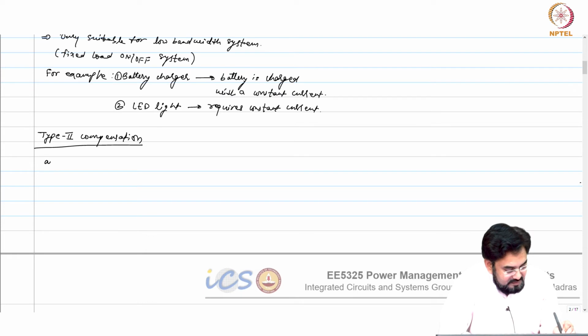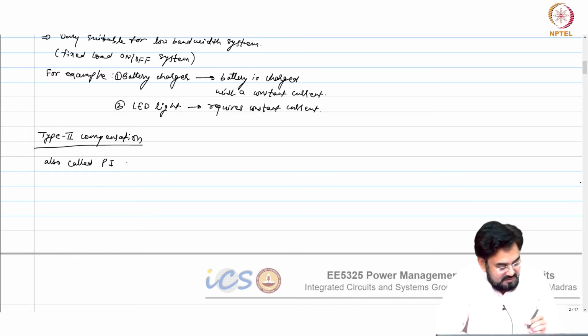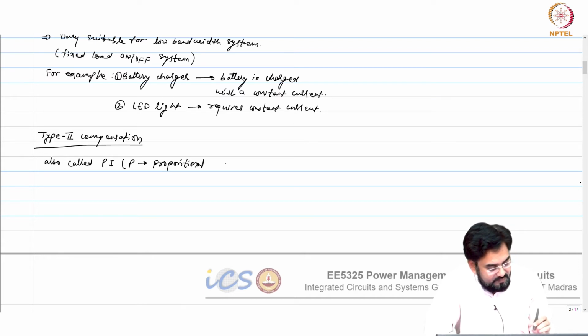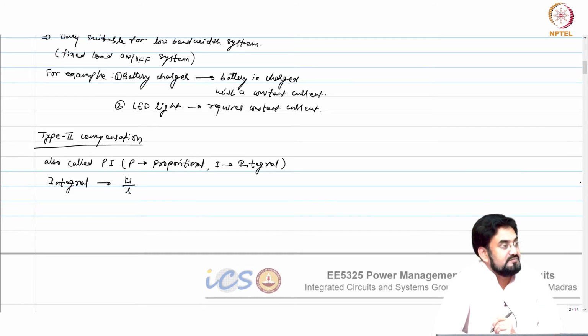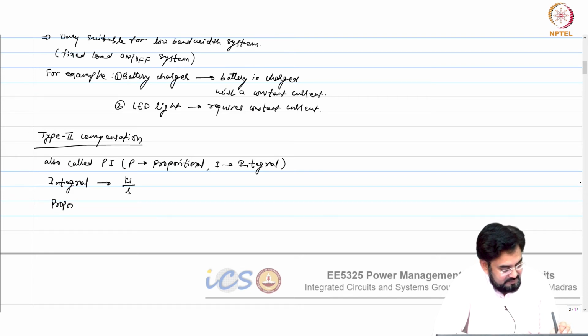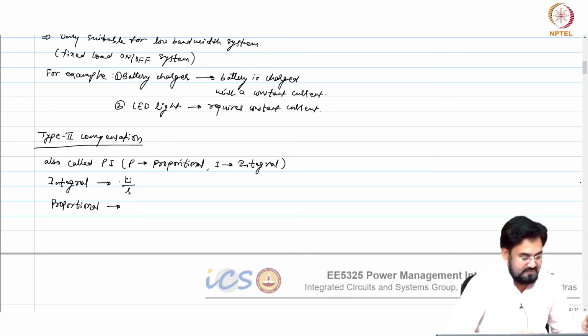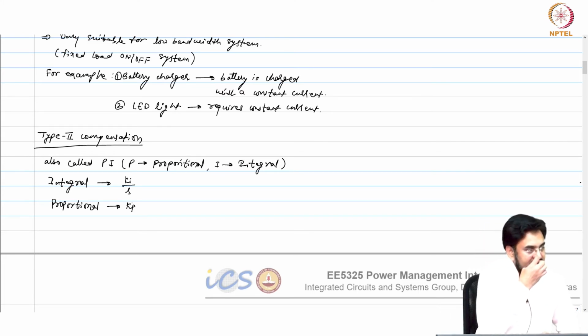And this is also called PI. P stands for proportional and I stands for integral, okay. So, integral we already know. Integral is nothing but KI over S, okay. Proportional should be proportional to that, meaning it is a constant term. So, I can call it KP. There is no frequency term here.